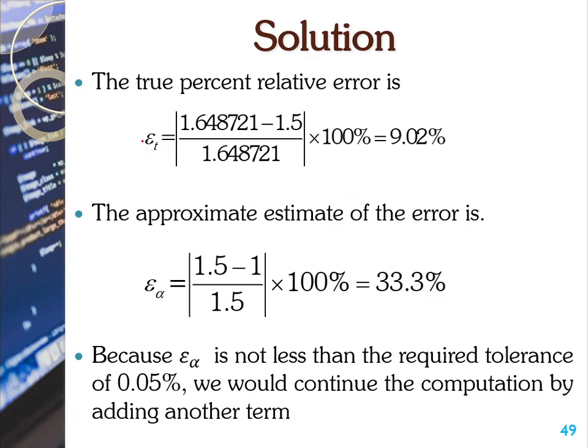And from the true error, remember that this is based on the true value minus the approximation. And once we do this, we are getting 9.02%.